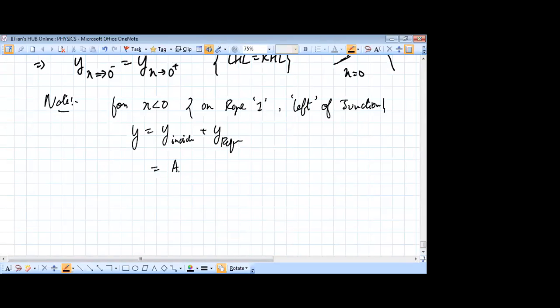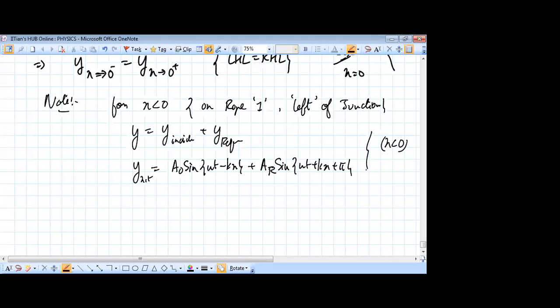So the incident was E0 sine(ωt − px), and the reflected was E_reflected sine(ωt + px + φ). So this was y as a function of x for all x less than 0. So y at x tending to 0 from the negative side will be the sum of these two things.